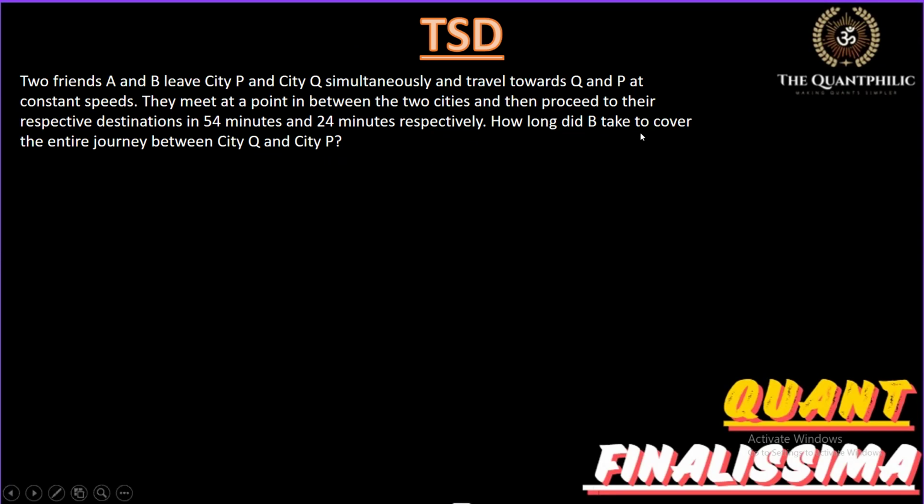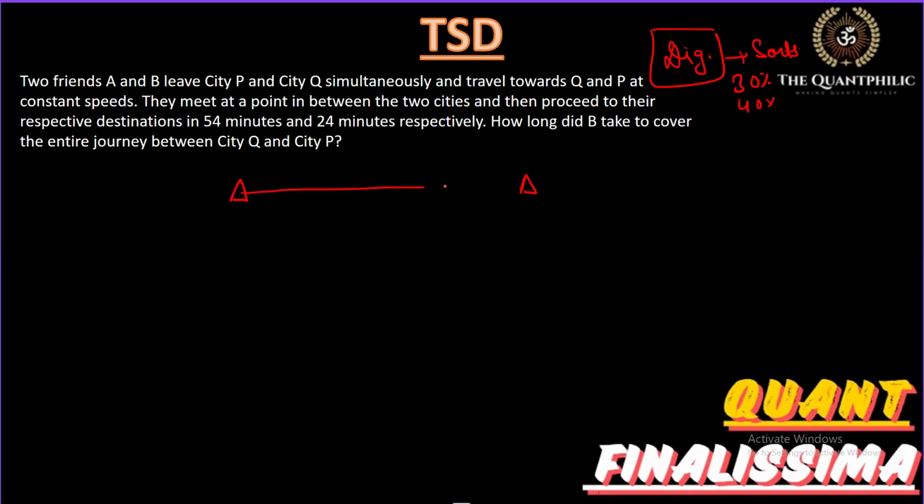Okay. So for TSDs, for maximum questions, a diagram is very, very helpful. It solves almost 30% to 40% of your problem. So then let's make a diagram. This is city P and this is city Q. City P and city Q.